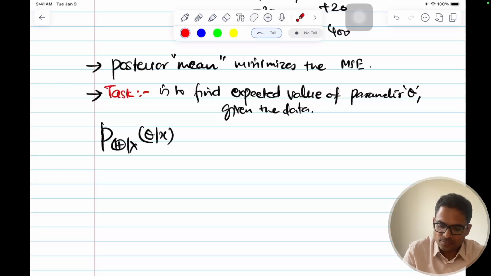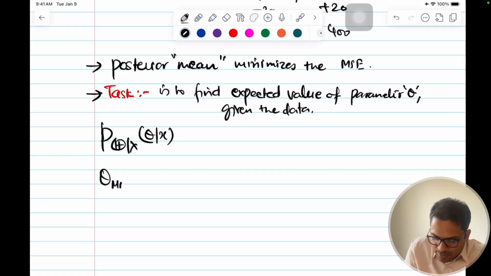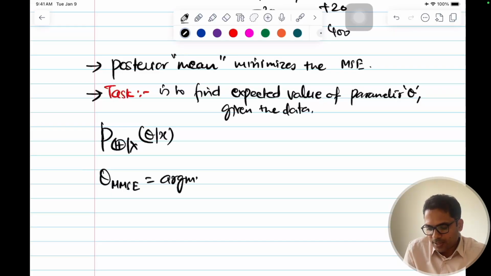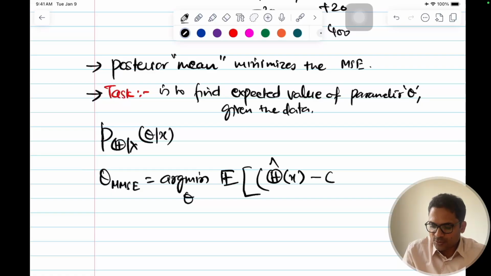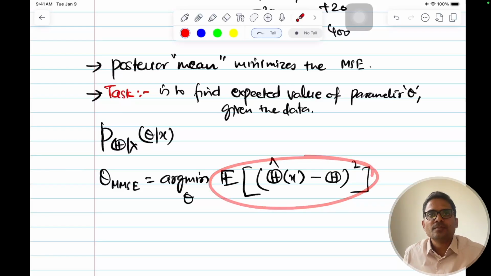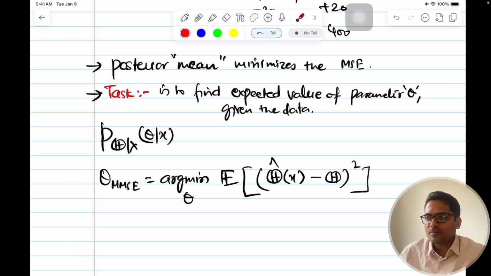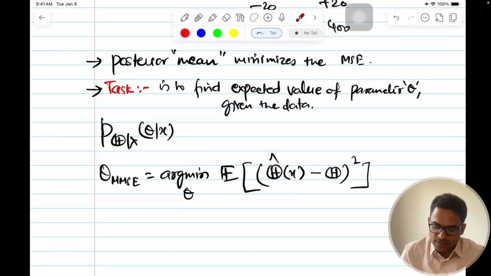So how do we write the expected value? My theta MMSE will be equal to arg min over theta of the expected value of the mean squared error, that is, predicted theta of x minus actual theta, whole square. The expected value of this we want to minimize, and this expectation is taken over my posterior.